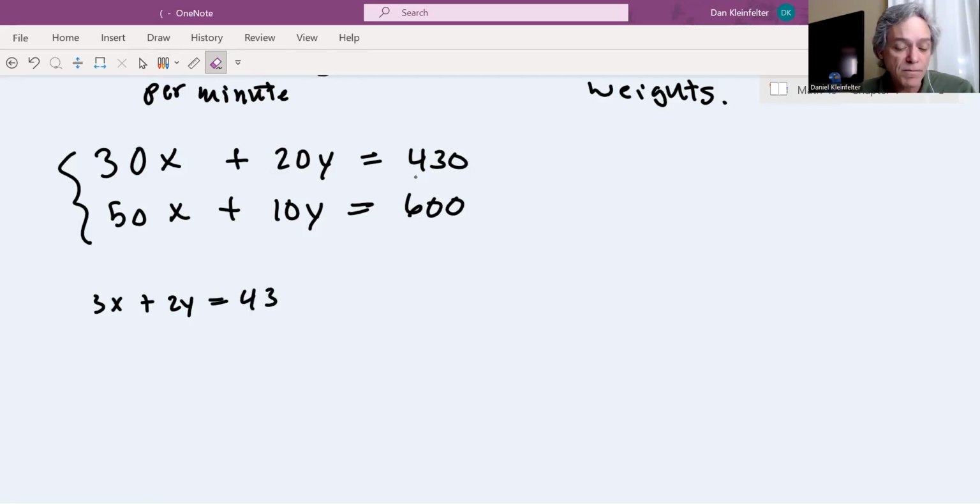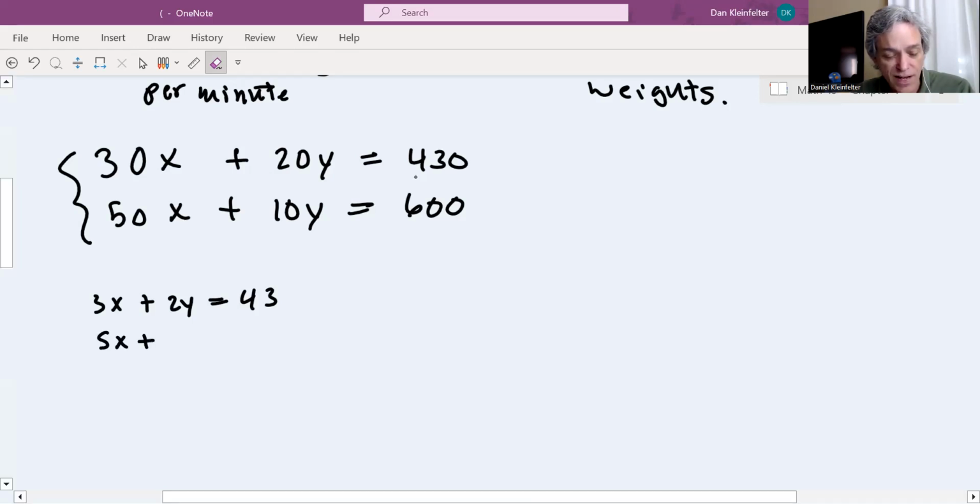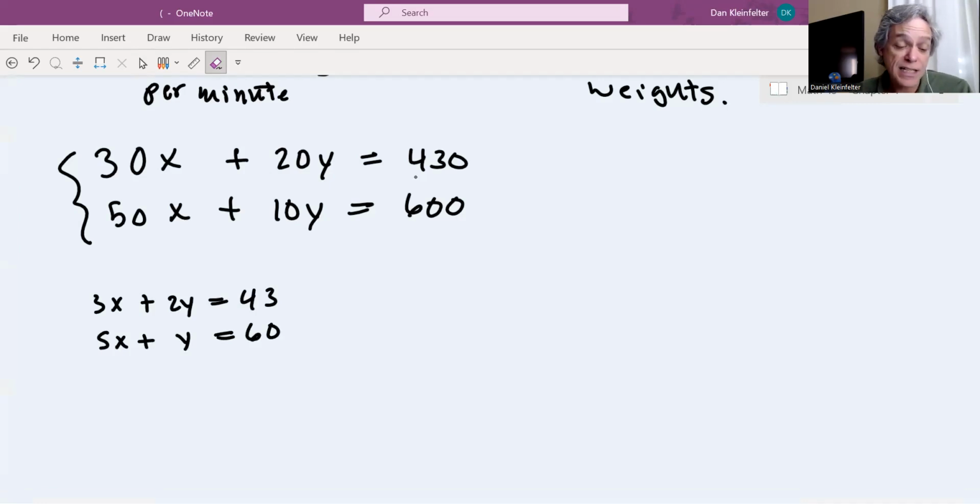For the next one, I'm going to divide through by 10 also. So 5x and a y and 60. Now, this is a lot easier to process, right, without that extra 0 in there. So to solve this one, I think it'd be a good idea to use elimination. We're going to eliminate y's.